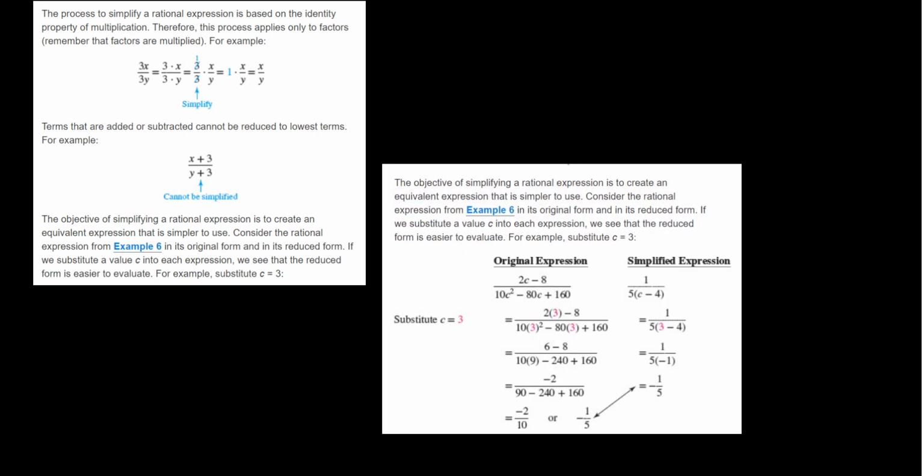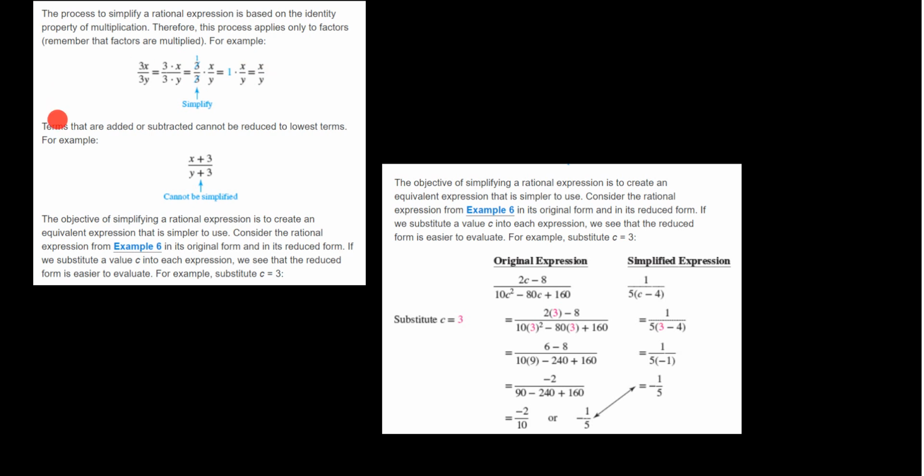All right, so this reads: the process to simplify rational expressions is based on the identity property of multiplication. Identity being 1, okay? Therefore, this process applies only to factors. Remember that factors are multiplied. For example, and we see our example here, 3 over 3 is 1, so we get 1 times x over y, which is here, which is xy.